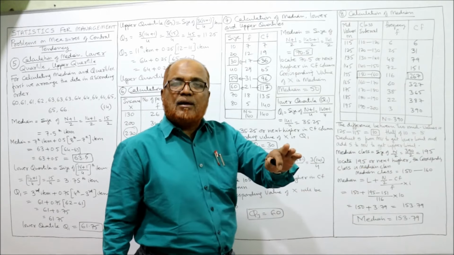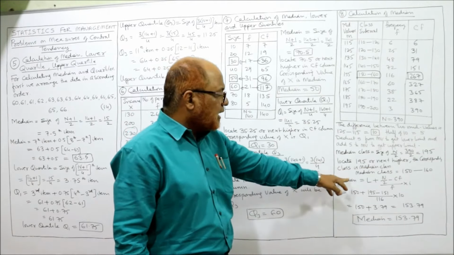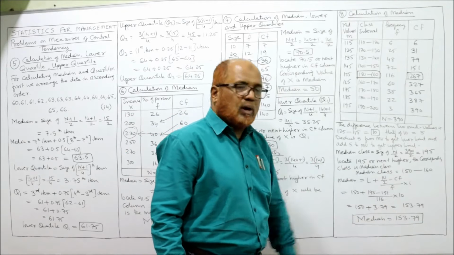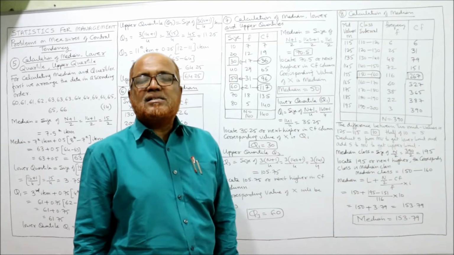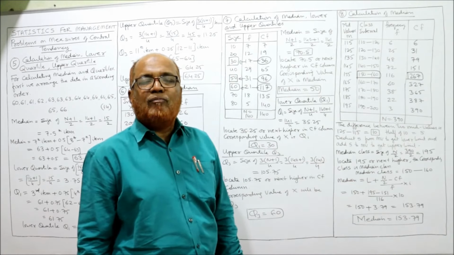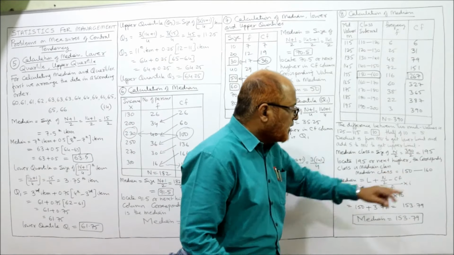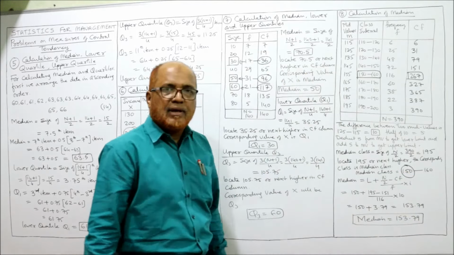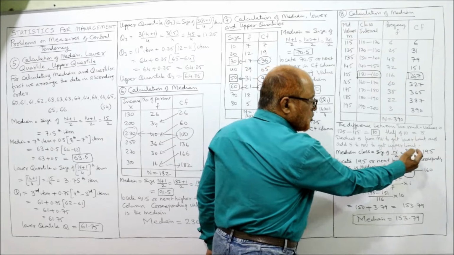So after calculating the median class, we apply the formula for median. The median formula is L plus (N by 2 minus CF) by F into I. This is the formula. Now, what is L here? L stands for lower limit of median class. The lower limit of median class is 150. This is L. N by 2 already you have calculated, N by 2 is 195.